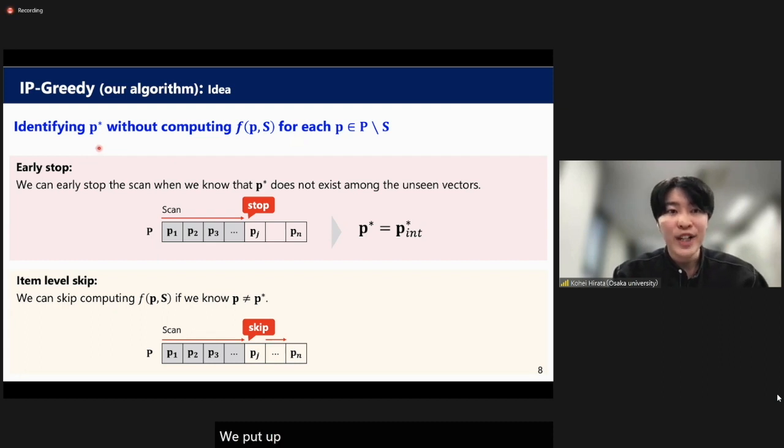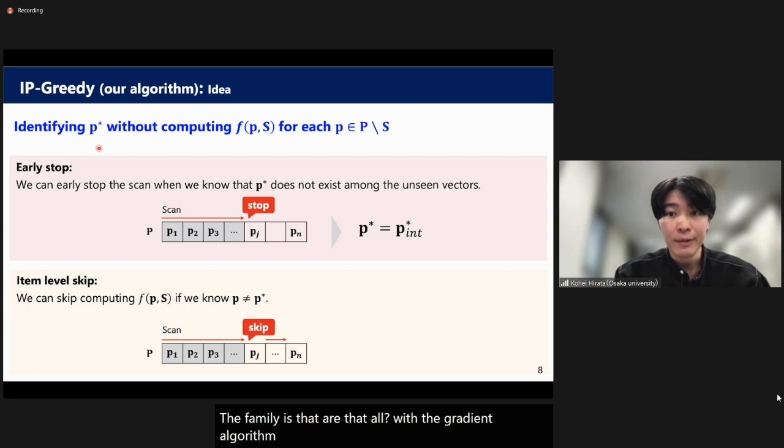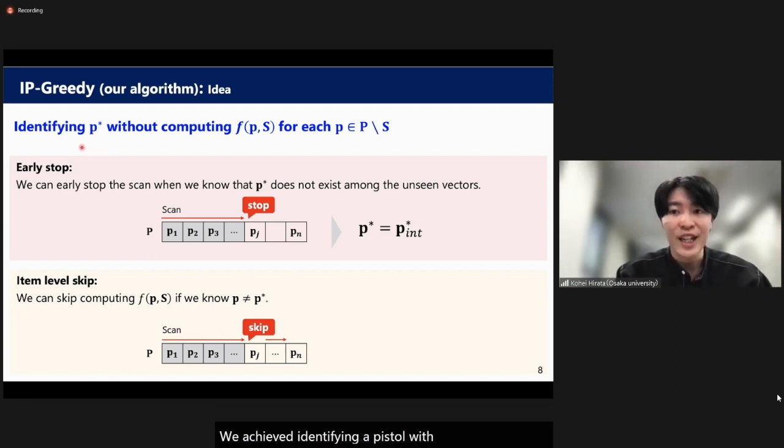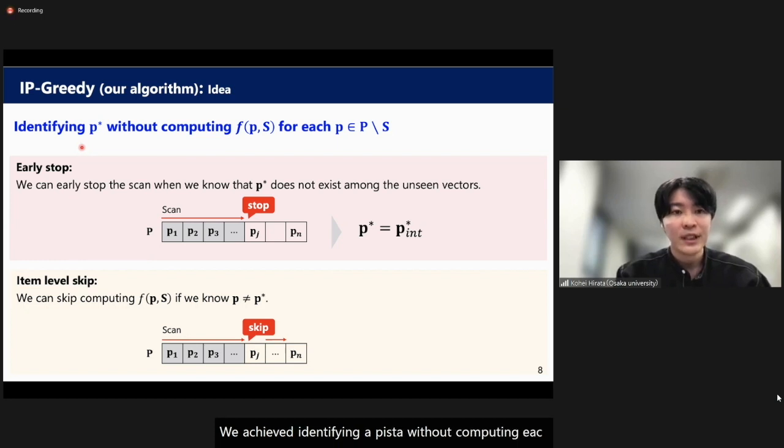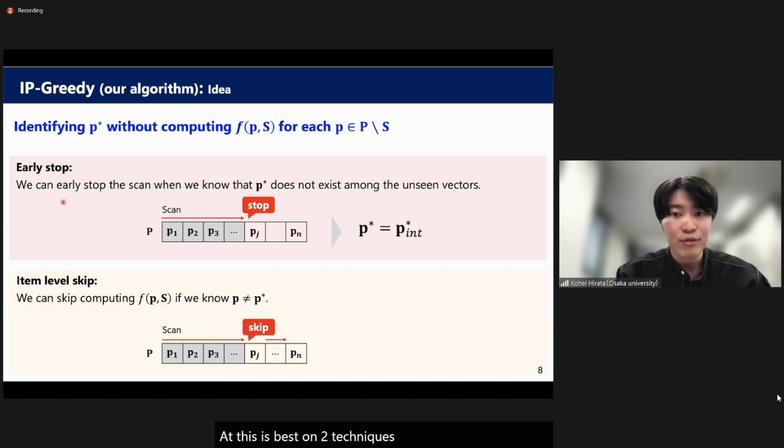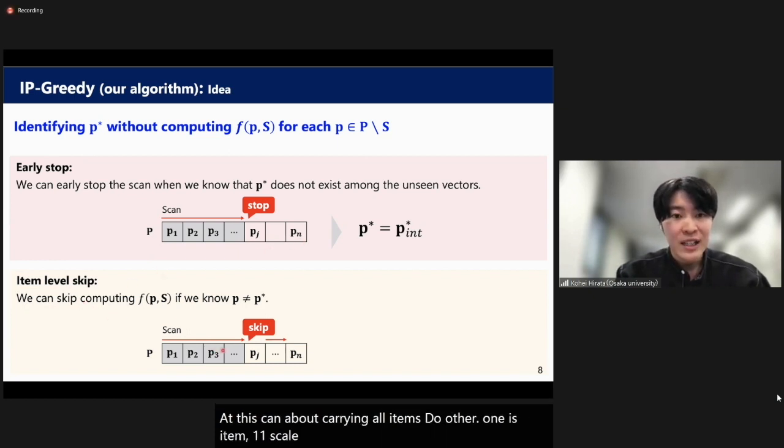We propose IP-greedy. IP-greedy returns the same result as that of the greedy algorithm. We achieved identifying p star without computing all scores. This is based on two techniques. One is early stop. This can avoid scanning all items. The other one is item-level skip. This can skip computing scores.